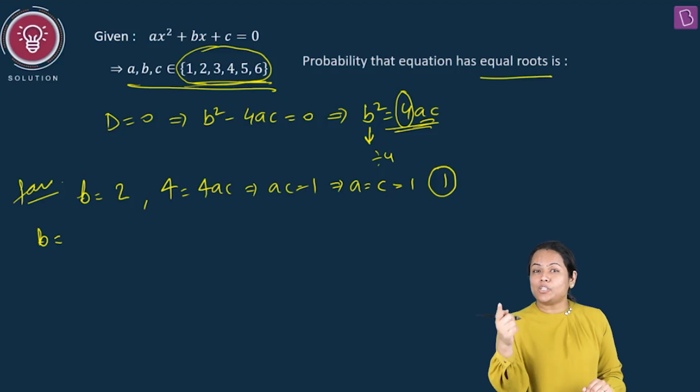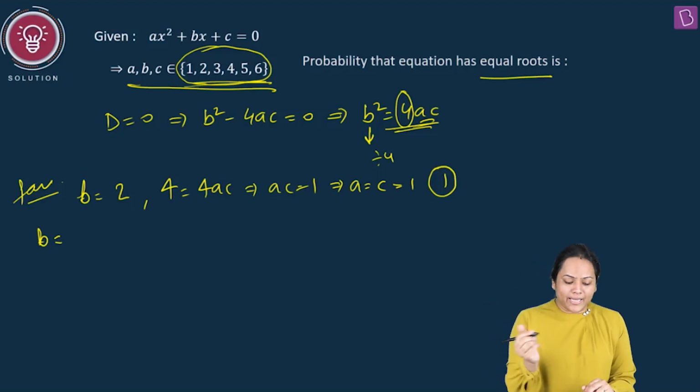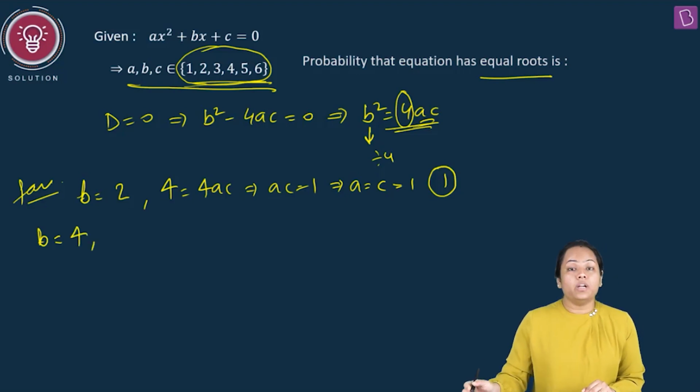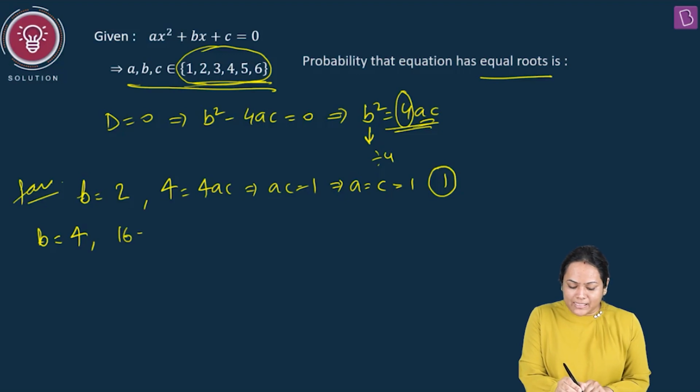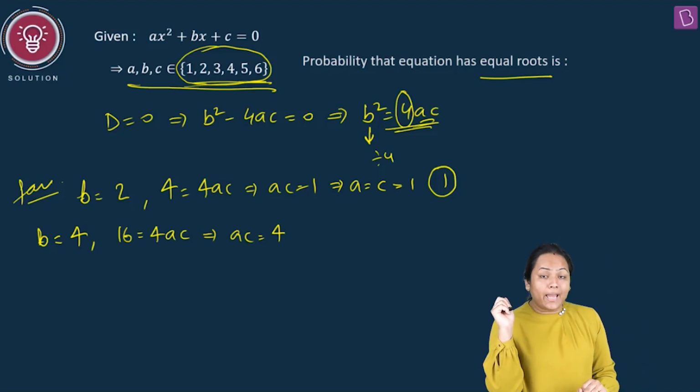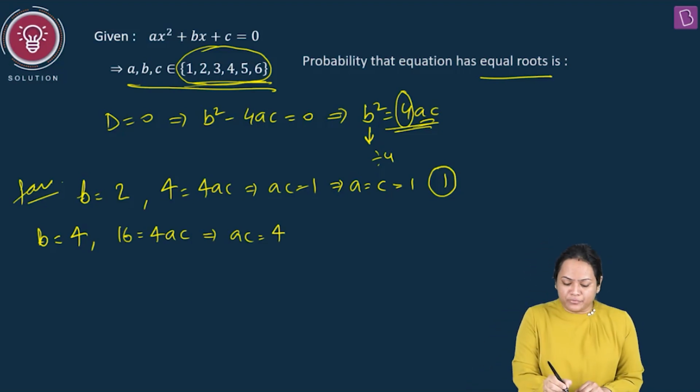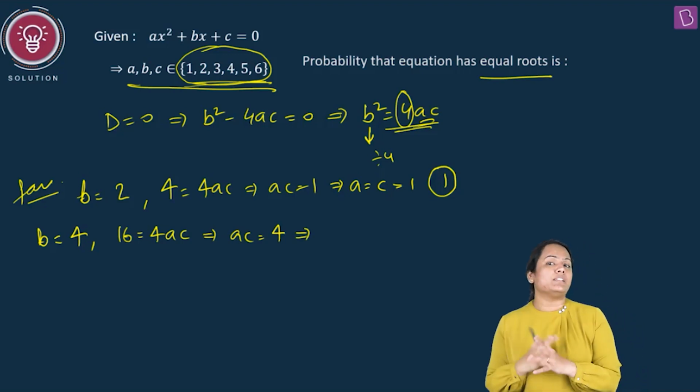well, after 2 again I cannot take B as 3 because B square will become 9 again, not a multiple of 4. So the next value will be B is equal to 4. So when I put B is equal to 4, my B square value will become 16 is equal to 4AC. In this case, AC value will be equal to 4, right? So if my AC value is 4, I can form cases over here.